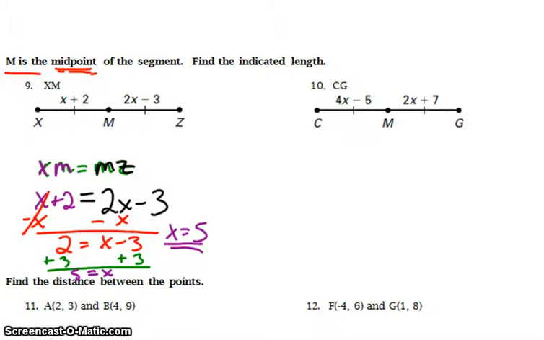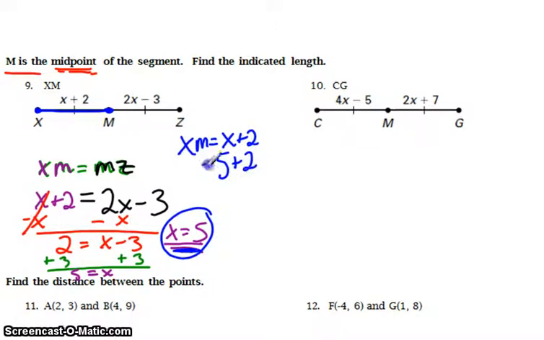Well, did you just find the distance between x and m? No, you found what x is equal to. So go back to your diagram. Remember, x and m was this distance. Now you know that x and m is the same thing as x plus 2, and we've just found out that x is 5. So substitute in 5 for x, so xm is equal to 7 units. Whatever your units are, that's what xm is equal to.